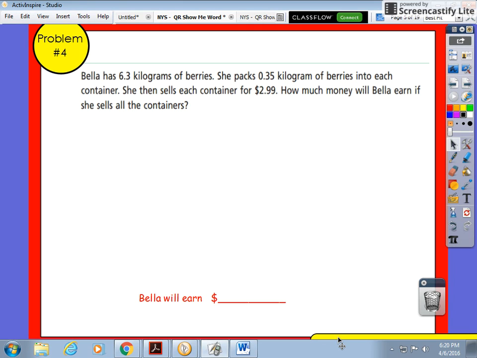So notice in the problem that the problem is telling us that she starts off with 6 3/10 kilograms of berries all together, and then she's going to pack them into containers that have 3,500s. So we need to find out that hidden question of how many containers there will be. And in order to do that, we need to find out how many 3,500s are in 6 3/10. So we need to divide. So let's set up our division.